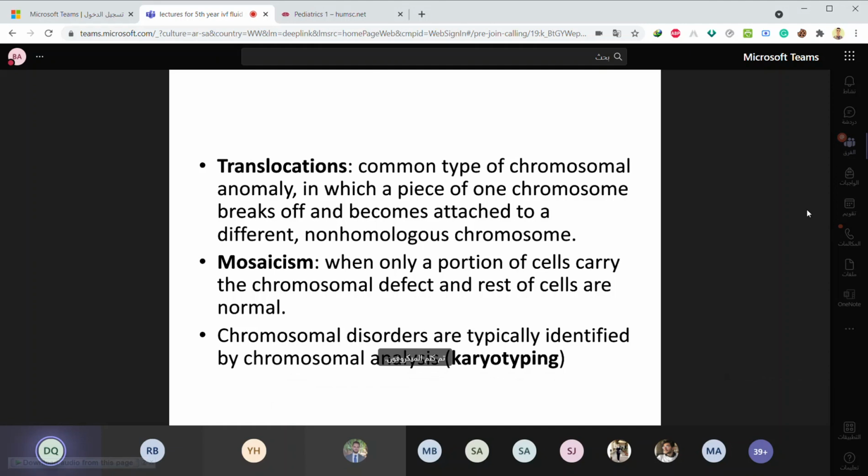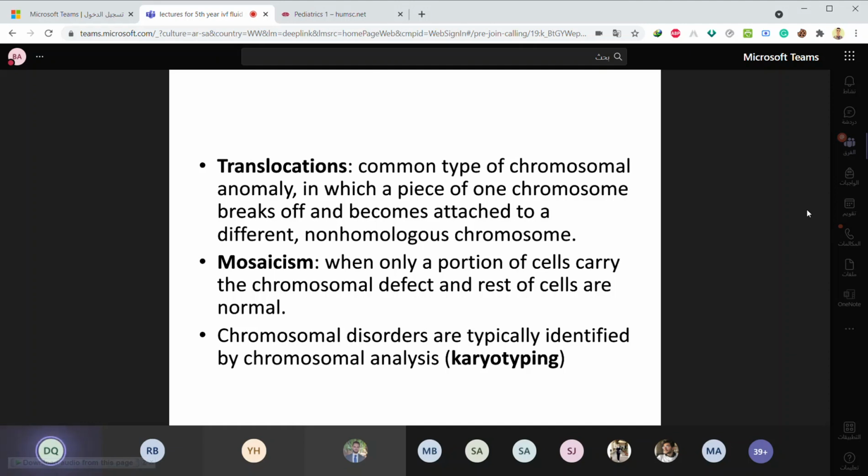Translocation is a common type of chromosomal anomaly in which a piece of one chromosome breaks off and becomes attached to a different non-homologous chromosome. Part of the chromosome breaks off and attaches to another part of another chromosome. Mosaicism, or mosaic, is when only a portion of cells carry the chromosomal defect and the rest of the cells are normal, so there is a mild phenotype. It is not obvious on the patient that they have a chromosomal abnormality.